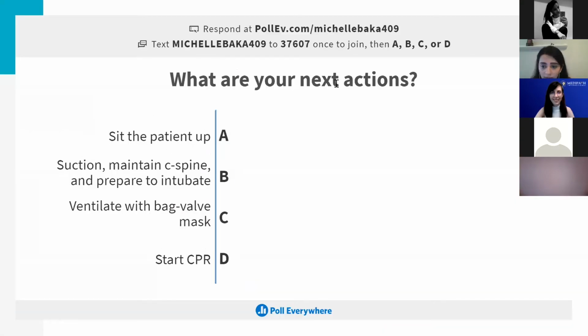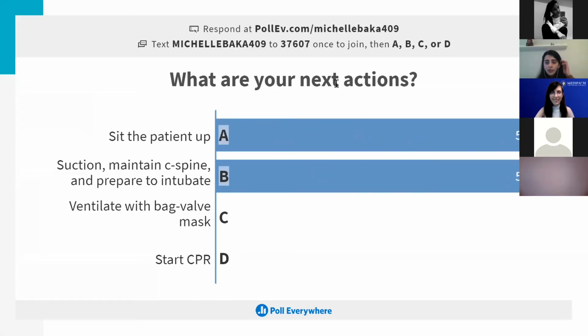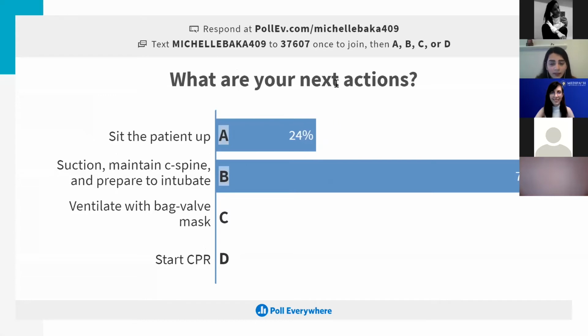So once again, this is a 22-year-old female. She's drinking and driving, crashed into a telephone pole and hit her head, and now she's vomiting profusely in your ER. Everyone's leaning towards B. We have some A's in there. I'm glad no one's starting CPR yet.